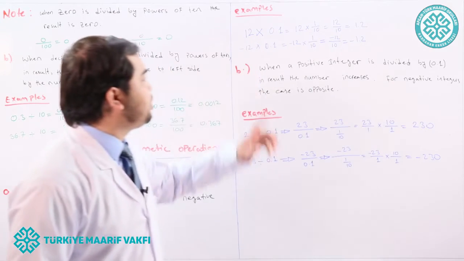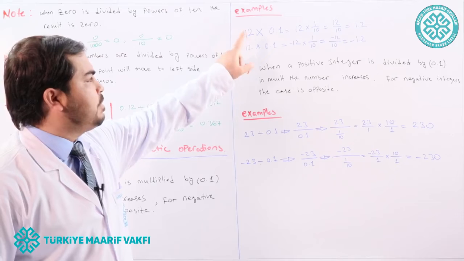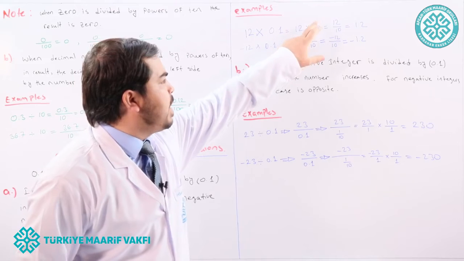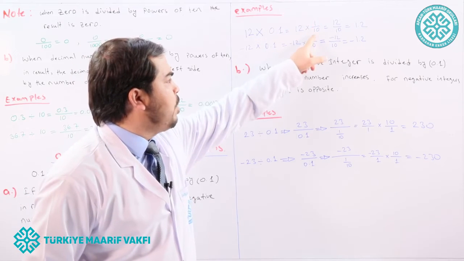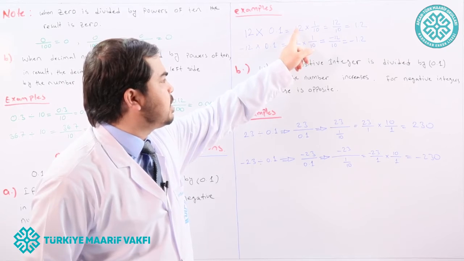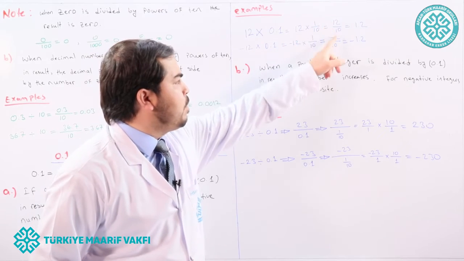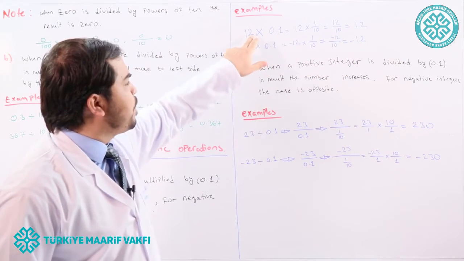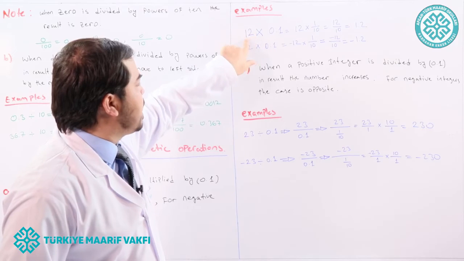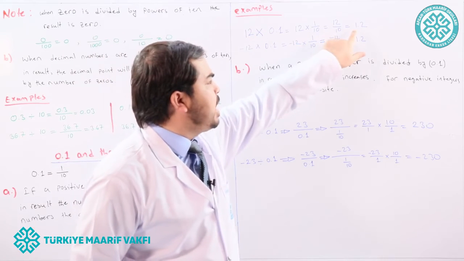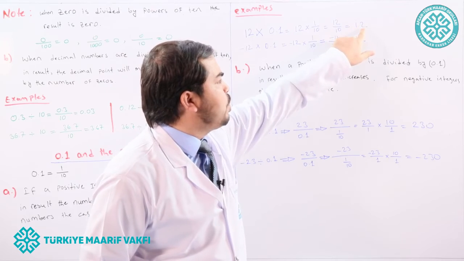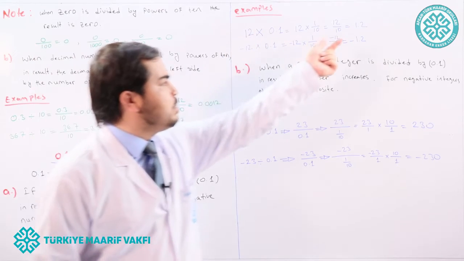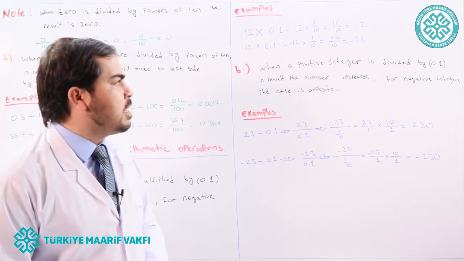Here we have examples. 12, which is a positive integer, multiplied by 0.1. We write 12 multiplied by, instead of 0.1, 1 over 10. If you multiply 12 by 1, it will become 12 over 10. And now if you divide it, it will become 1.2. So from 12, which was a bigger number, it went to 1.2, which is 10 times smaller than 12. Means we had 12 here, and the result we got is 1.2, which is a far smaller number, or the number decreased.